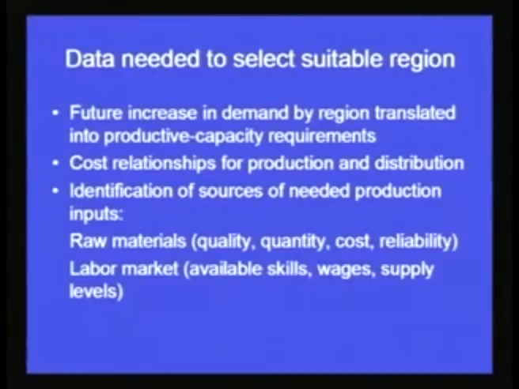So for raw materials, we have to see what is the quality of raw material available. Maybe the quality may be different in different areas of the country. So we have to see what quality is available, what quantity is available, and the costs, which I have already told. Quantity also is very, very important. And then finally, the reliability.